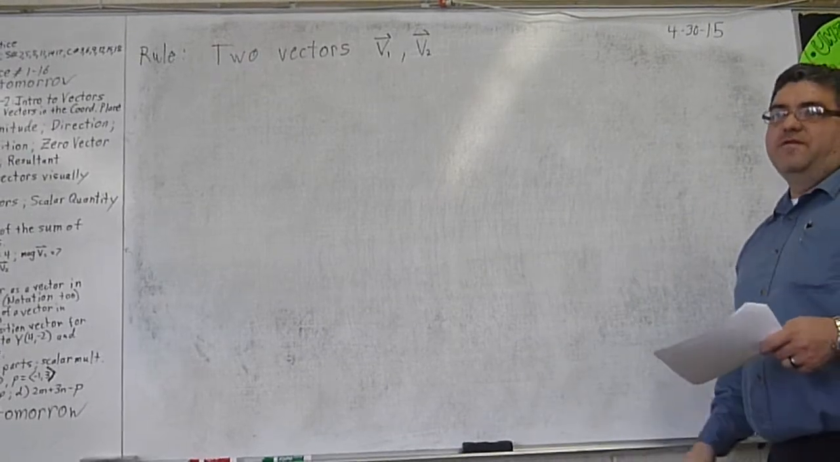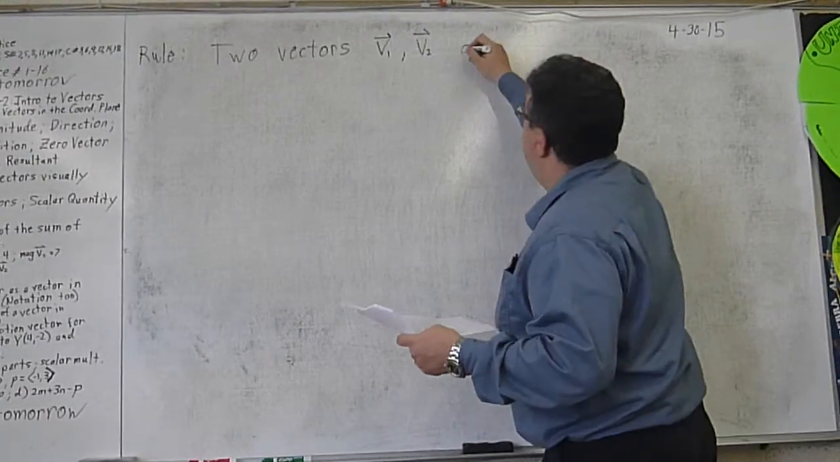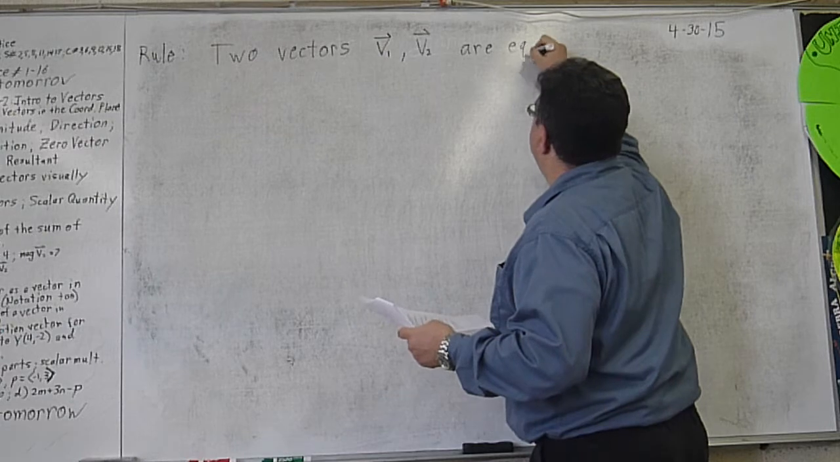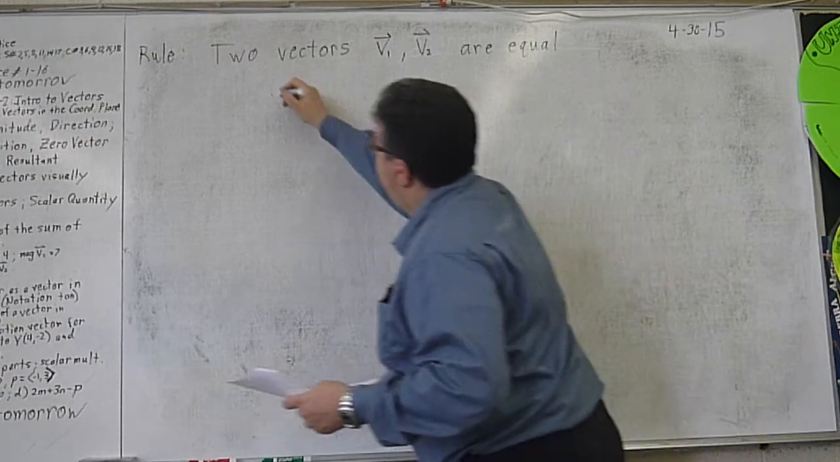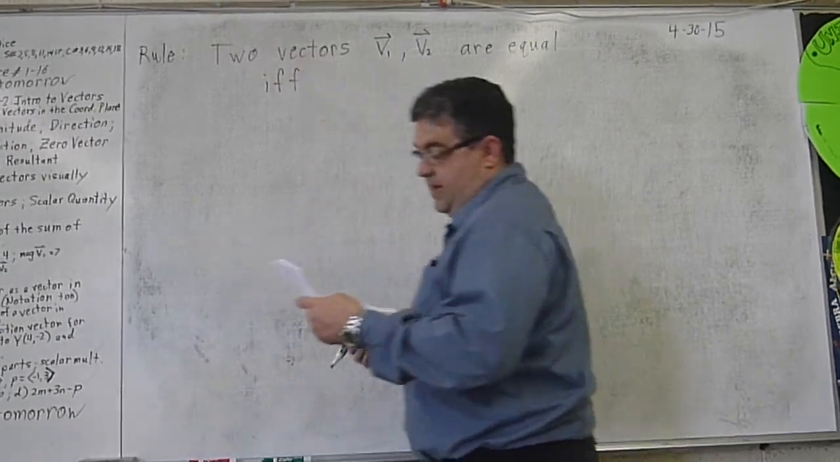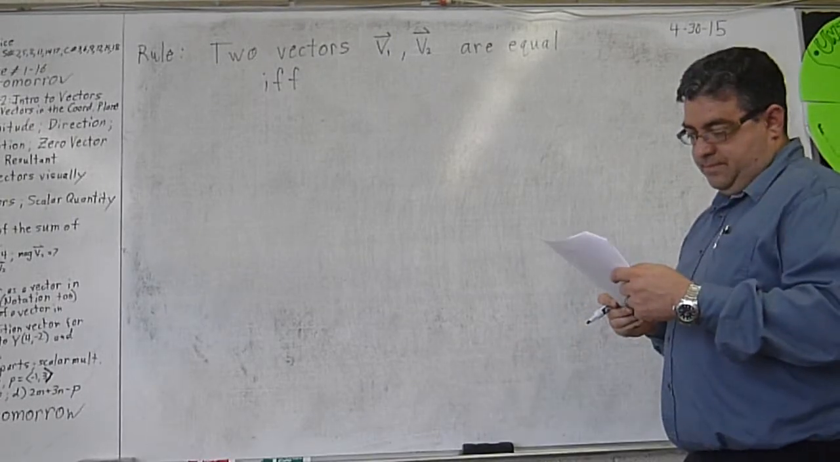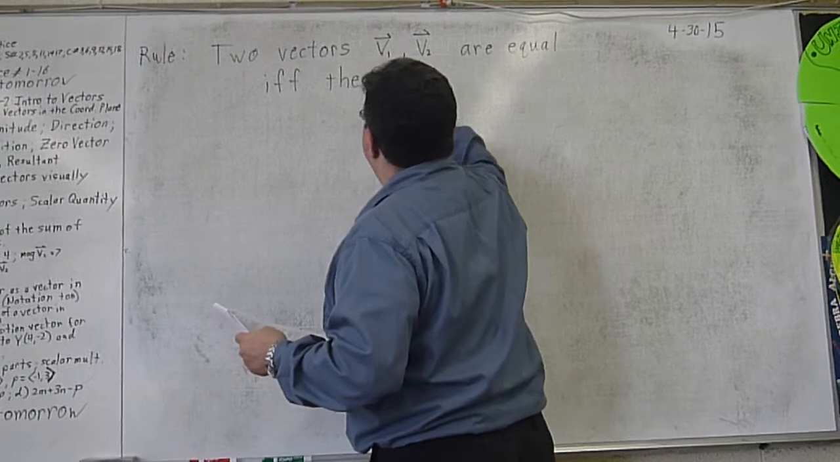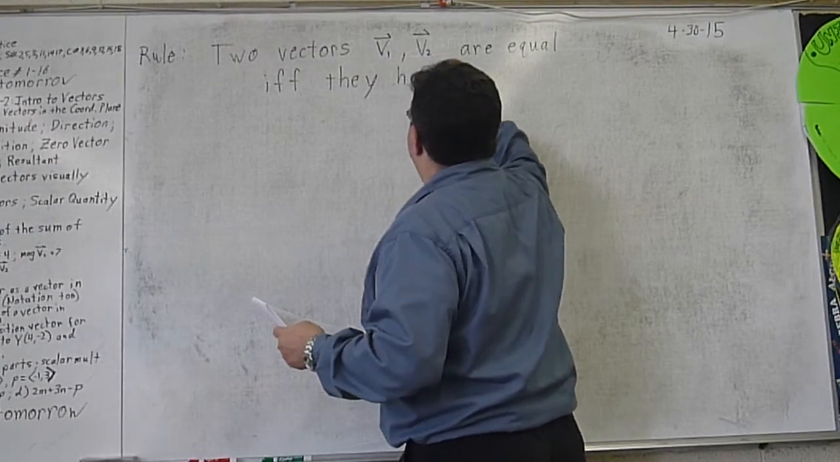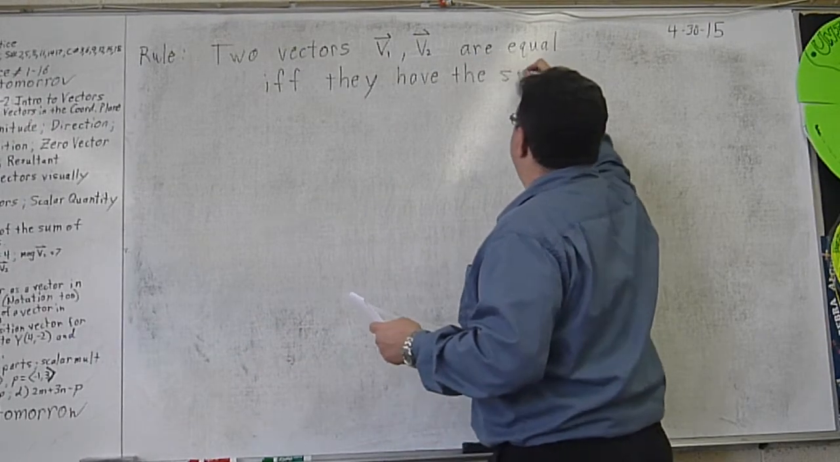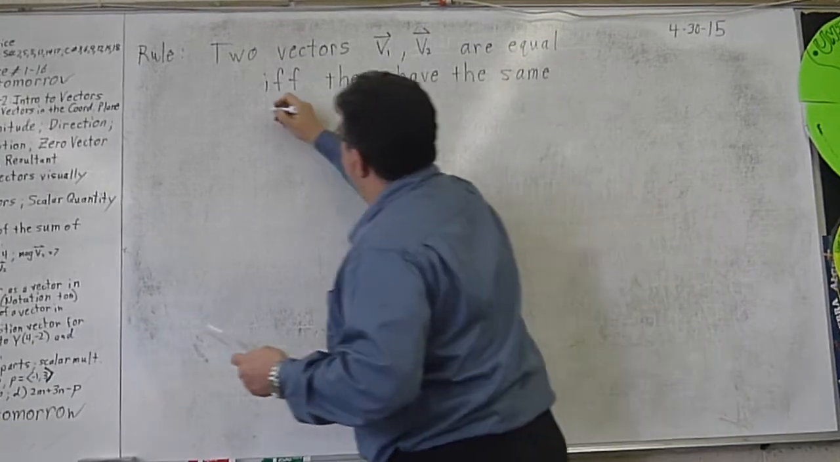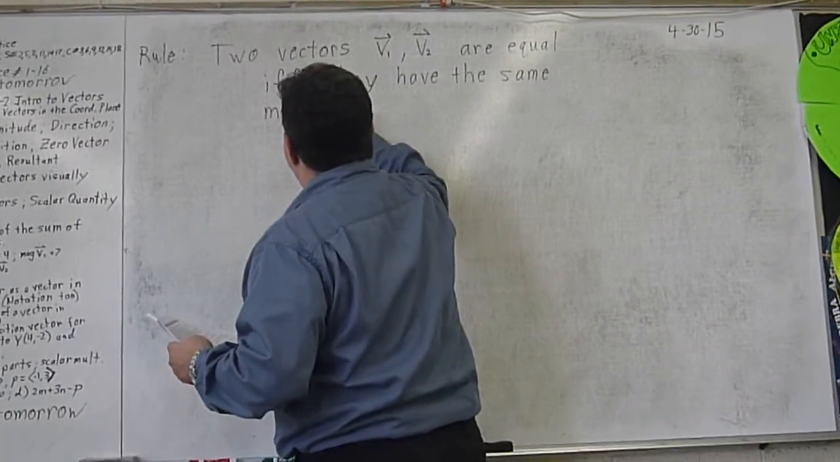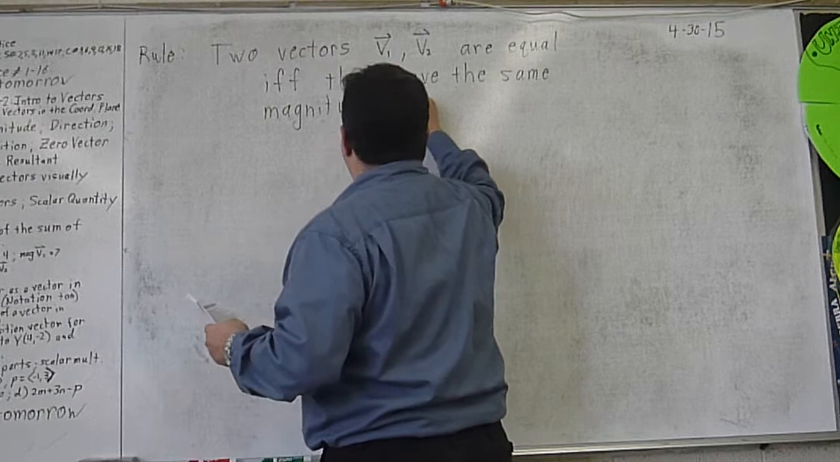Two vectors, v1 and v2, are equal if and only if they have the same magnitude and direction.